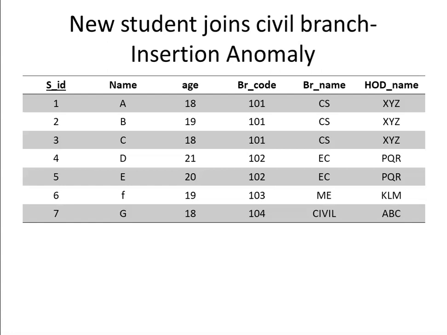In the previous table, you can see that there were only 6 tuples. The 6 tuples gave you information about the CS branch, that is computer science, electronics and communication, and mechanical engineering. The information about the civil branch was not mentioned anywhere until a student registered for this course. Only when a student registered for civil is the information about the branch visible: the branch code, the branch name, and the HOD name.